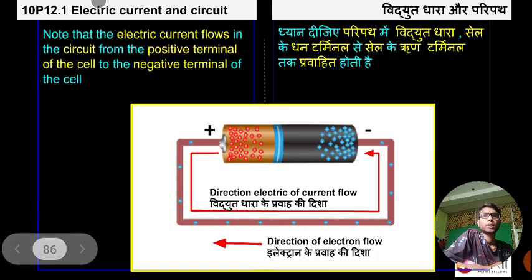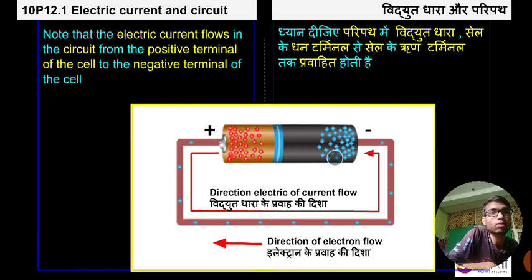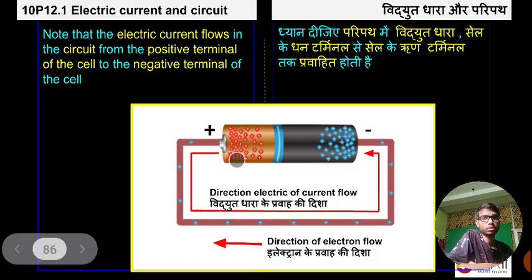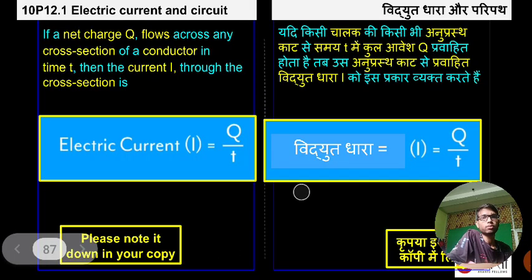Note that the electric current flows in the circuit from the positive terminal. Yes, it is talking about current flow. So it will flow from the positive terminal to the negative terminal of this cell. Okay, we know the direction, yes, we are crystal clear. Now we are coming to the main point.